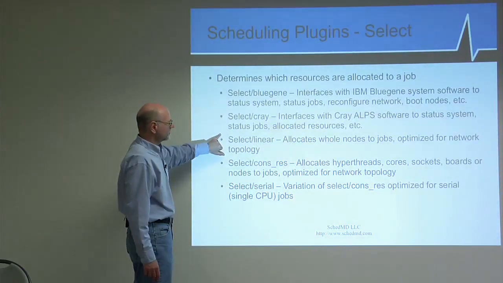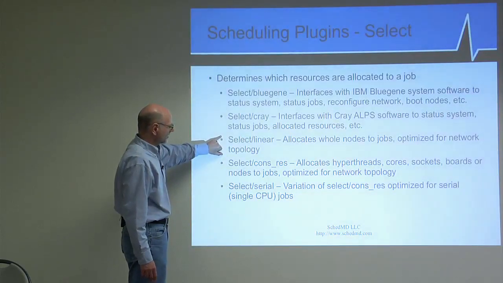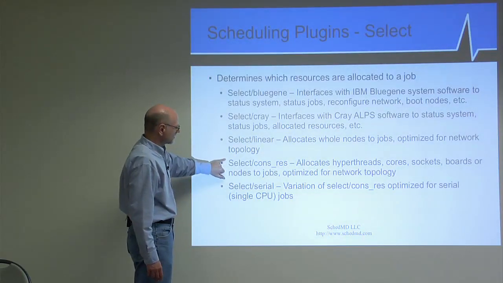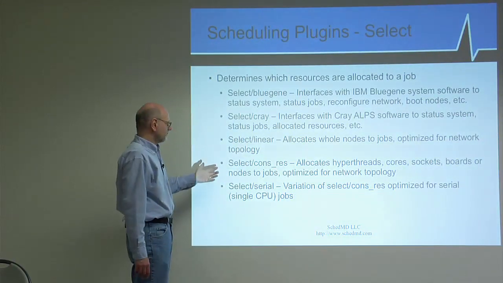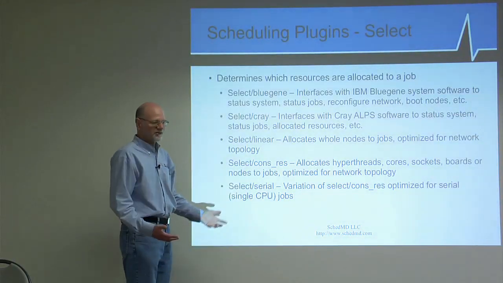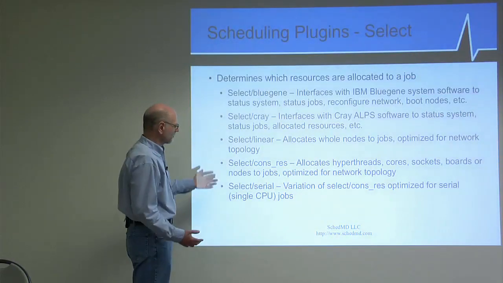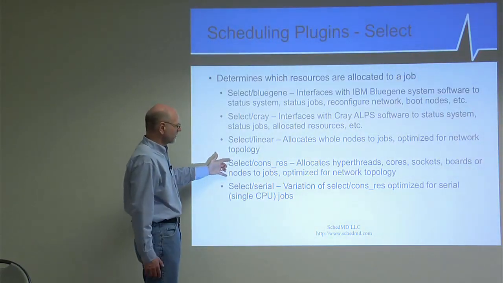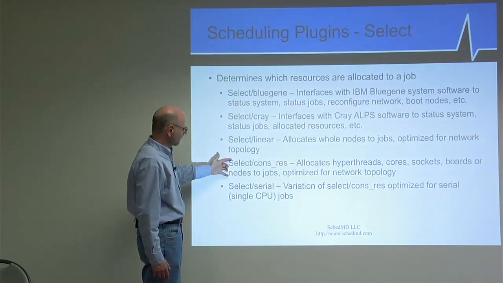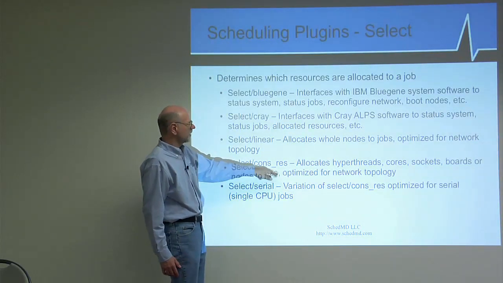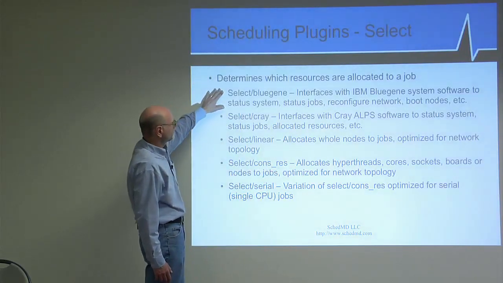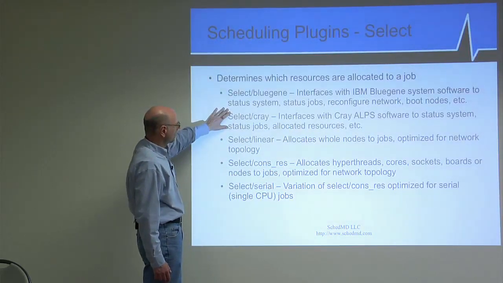Scheduling, I already talked about this a little bit. Select linear is to allocate whole nodes. The next one, which was developed by HP, is select consres for consumable resources. And again, this added the ability to allocate resources on a much more fine-grained basis, almost all within a Slurm plugin. It also takes into consideration your network topology. I already discussed the Blue Gene and Cray.